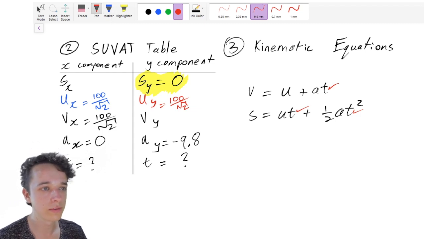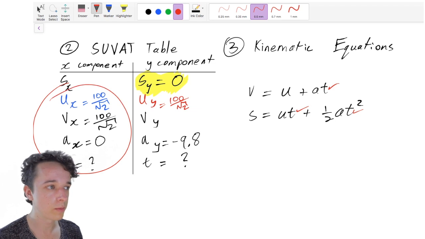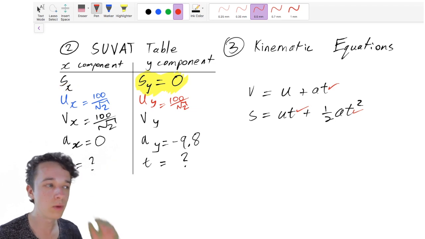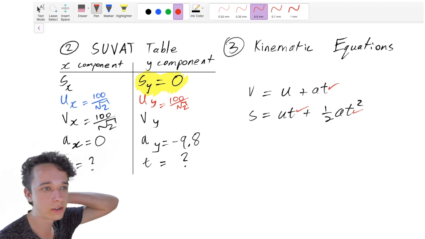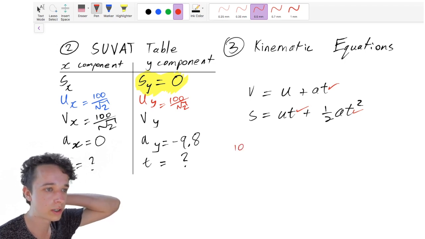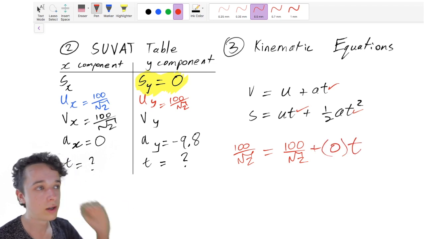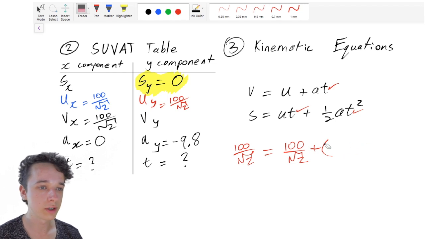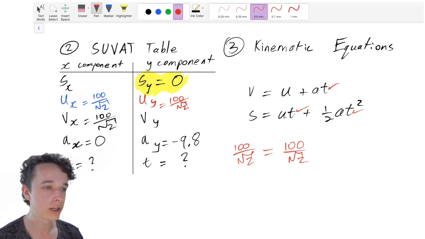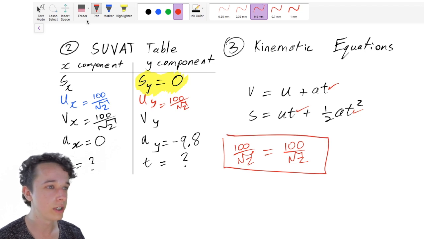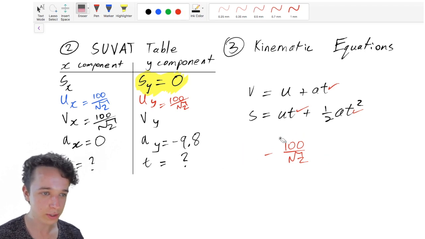So the second equation, we have a v, we have a u, we have an a, and we have a t. Now we have all those data points for the x component, right? But what would happen if we subbed those into this equation? Well, v is 100 over root 2. u is 100 over root 2. Plus a is 0 multiplied by t. Well, when you have 0 multiplied by t, that's just going to be 0. And now you've proved, congratulations, that 100 over root 2 is equal to 100 over root 2. That's of no use to us.